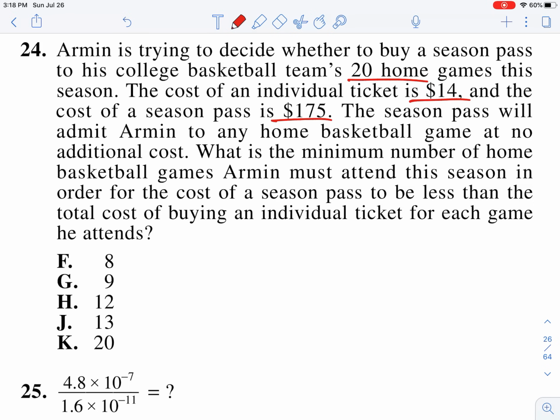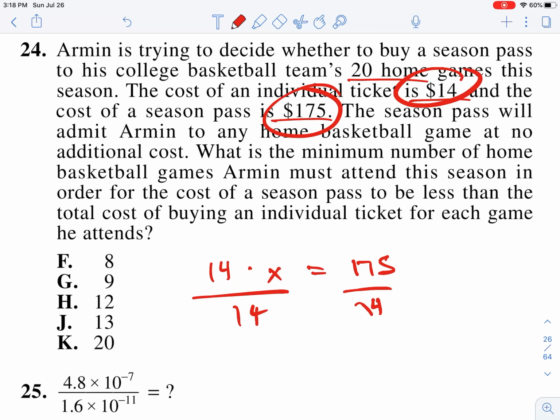All right, so in this case, let's find how many individual tickets we have to buy to get to 175. So 14 times some number x equals 175. If I divide both sides by 14, I get the number x that I need to buy. So x equals 12.5. If you bought exactly 12.5 individual tickets, it would be the exact same price as buying a season pass. Now, the answer in this case is H, or sorry, is it actually H? My apologies. The answer is J.